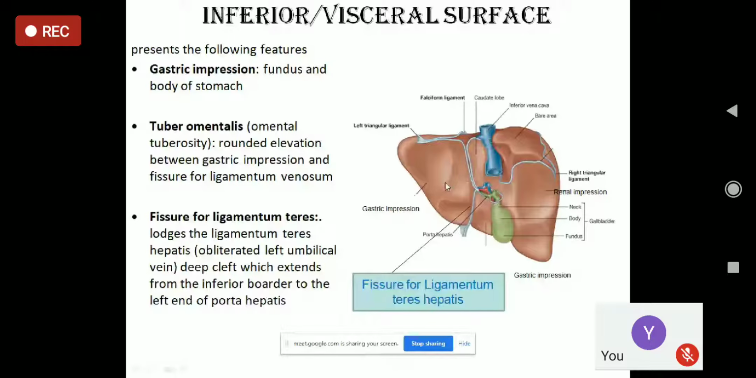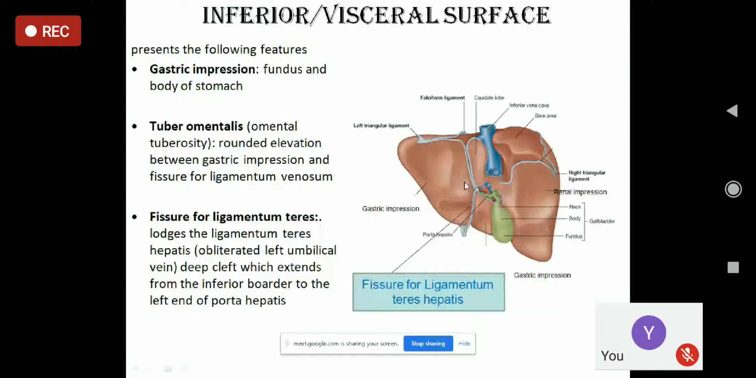Now, inferior or visceral surface. So, what is first? This is the gastric impression. Okay. So here viscera are related, that's why it is known as the visceral surface. Among visceral surface structures, at the gastric impression you'll get the fundus of the stomach and body of the stomach, and you'll get the tuber omentale or omental tuberosity. In this picture it's not clear, but there will be a rounded elevation between the gastric impression and the ligamentum venosum. It's somewhere between here. You'll see the tuber omentale in the liver. Okay. After that, you'll see the fissure here.